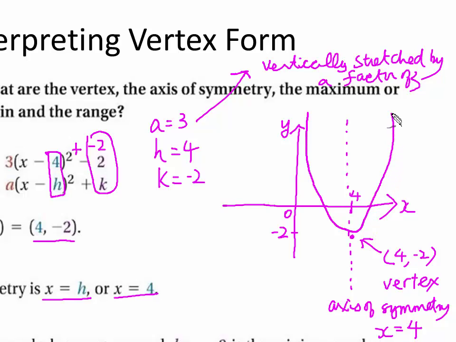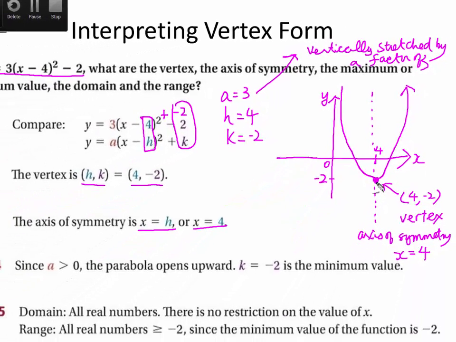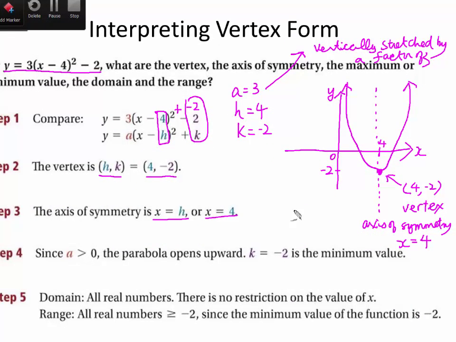I didn't draw that good. It should touch right here, the vertex. And then we know it's going to be a minimum because k equals -2, so it is the minimum value right there. Okay, so when we talk about minimum value, we are referring to the y coordinate of the vertex.